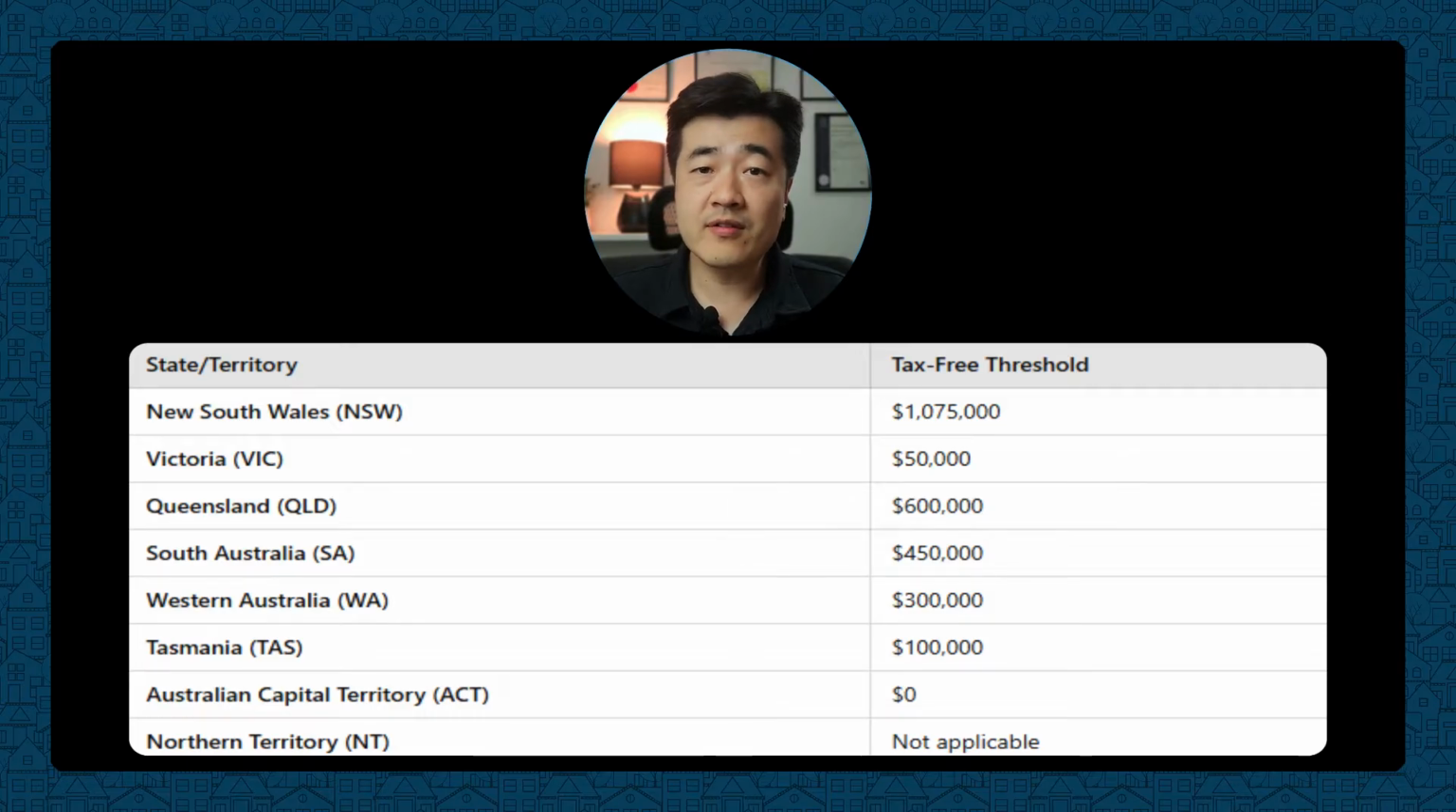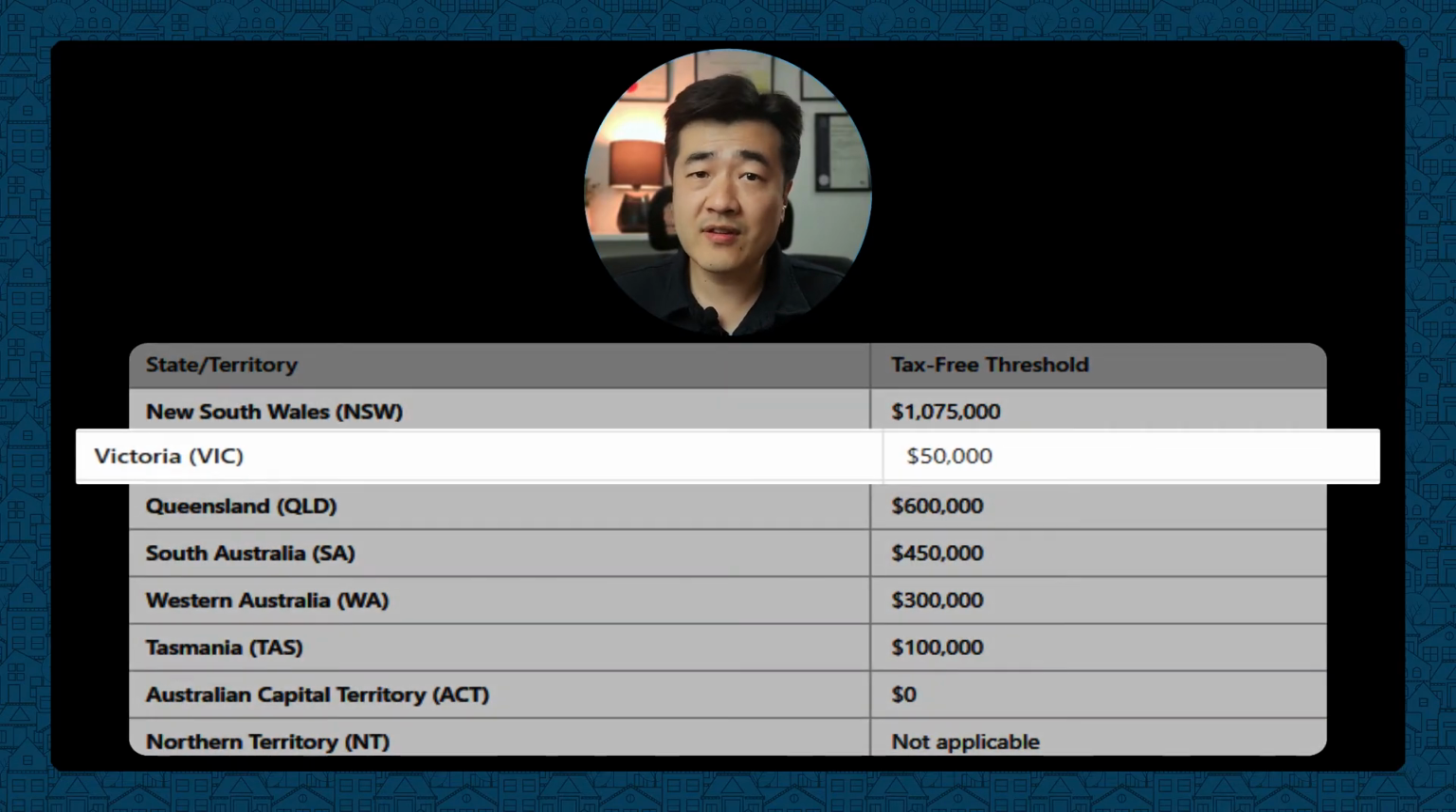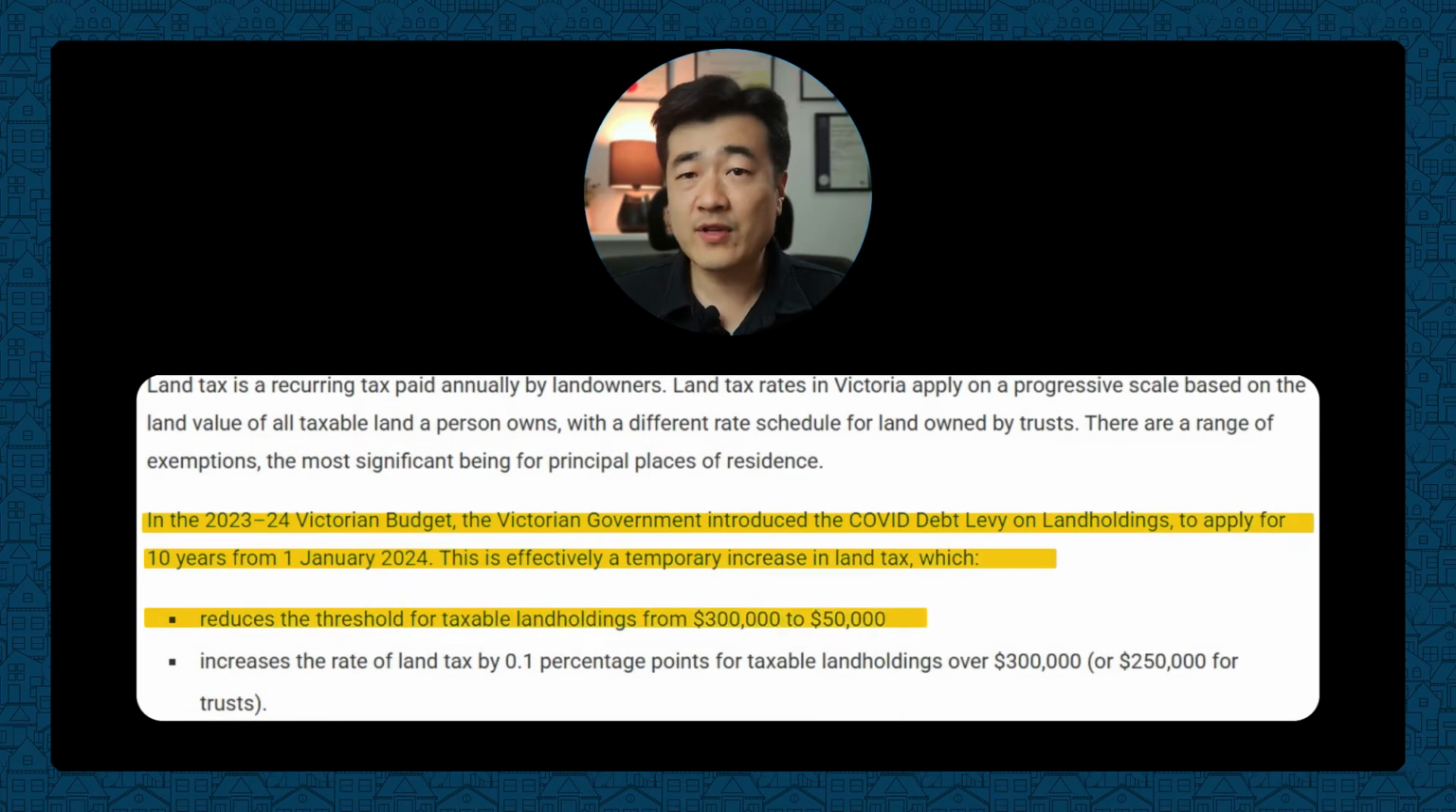You may have noticed that Victoria's threshold is significantly lower than other states. This is because of the new land tax threshold introduced from 1st of January 2024. It was introduced to recover from the budget deficit from the COVID-related government spending, and this is a temporary measure, but this will last for 10 years.